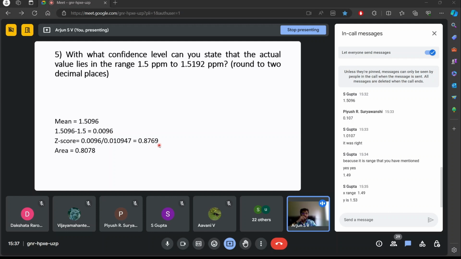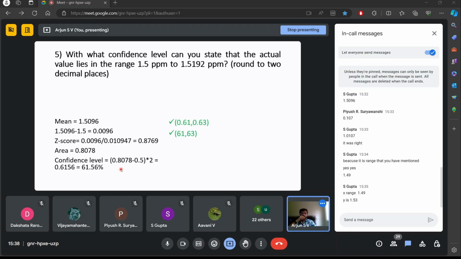If you go to the Z table, like I showed you already, for 0.8769 you get an area of 0.8078. This 0.8078 is to the left of the Z score, so left of 0.8769 standard deviation from the mean, the area is 0.8078. To find the confidence level, you subtract 0.5 from that and then multiply by 2 to get 0.6156, or 61.56 percent.